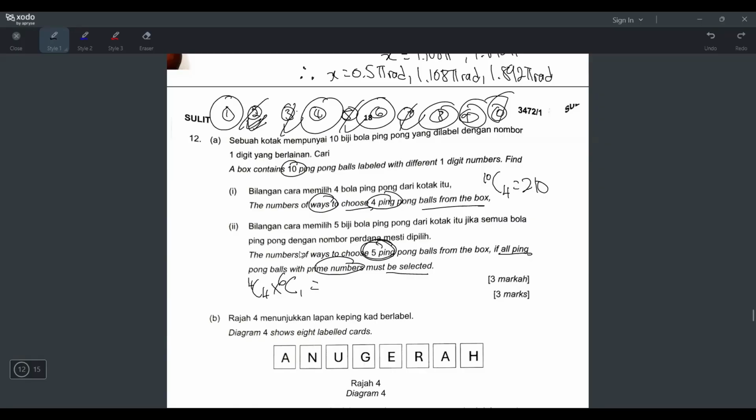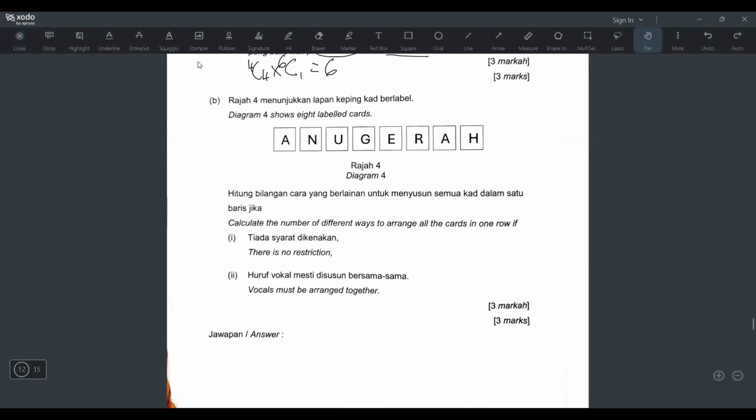All right. And if you press this, you will get 6. Okay. So the number of ways here is 6 ways. All right. Okay. That's all.